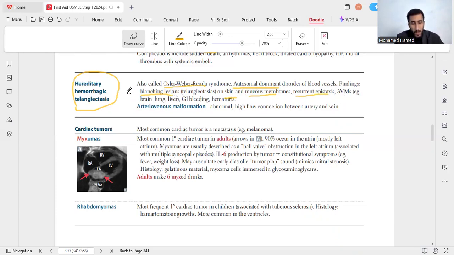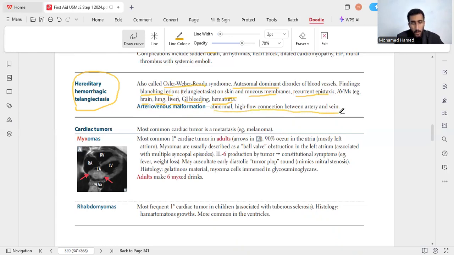The arteriovenous malformation in hereditary hemorrhagic telangiectasia may be in the brain, the lung, or the liver, and there is also GI bleeding or hematuria, different kinds of mucous membranes. The mucous membrane is the nose, with recurrent epistaxis; the GI tract, with GI bleeding; and hematuria. Different mucous membrane involvement causes bleeding.